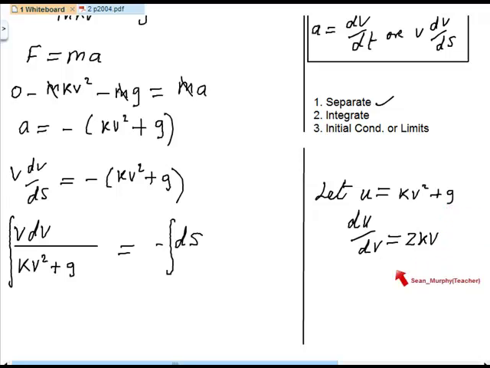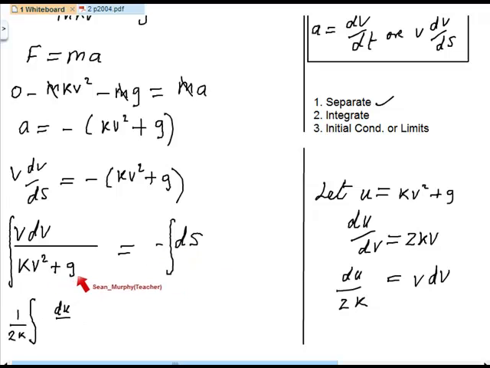Now for substitution to work, we need to end up with what's above the line here, v dv. That means get v dv on its own down here, and everything else on the other side, v dv. And you get du over 2k. And back to here, and put it back in. Integral v dv now becomes du over 2k, with 2k outside as its constant. And under the line kV squared plus g is u, equals minus integral of ds.